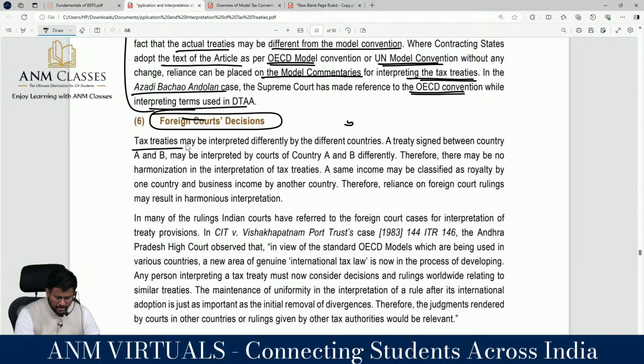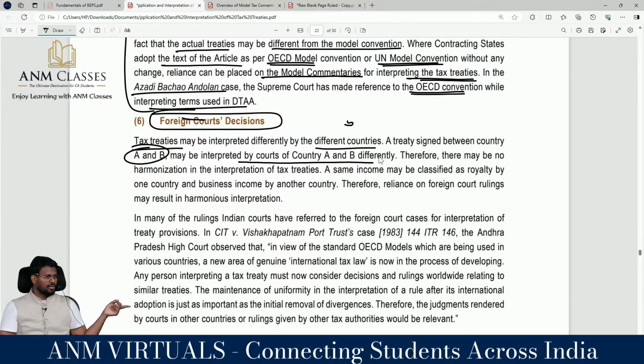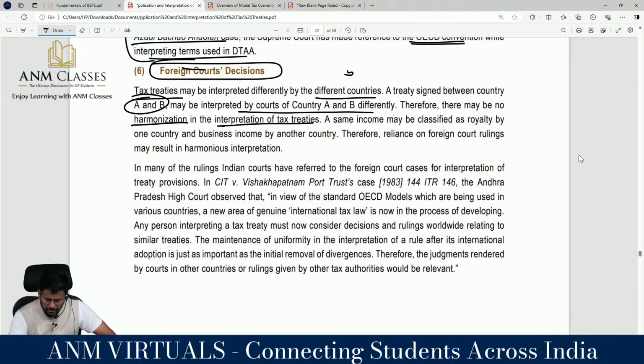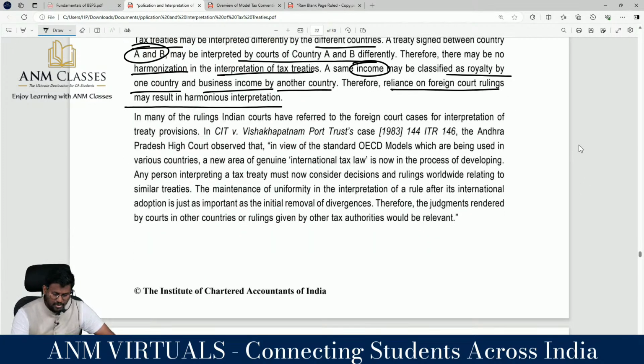Tax treaties may be interpreted differently by different countries. A treaty signed between two countries may be interpreted differently by the courts of each. Certainly the Supreme Court will say one thing, and the court of some other country will say something different. Therefore there may be no harmonization in the interpretation of any treaty. Disputes will arise. The same income may be classified as royalty by one country and business income by another. Therefore reliance on foreign court rulings may result in differing interpretations, with little scope for harmony.